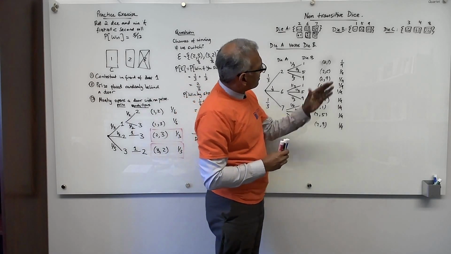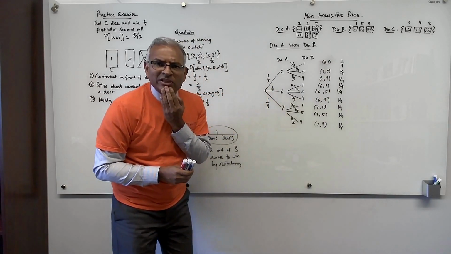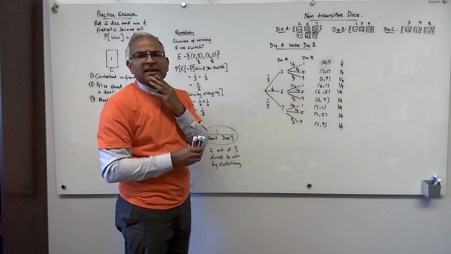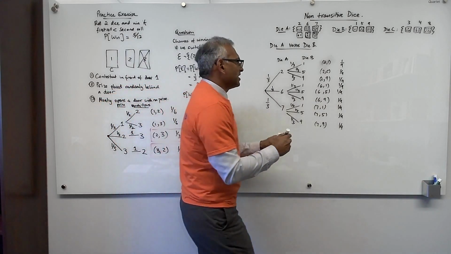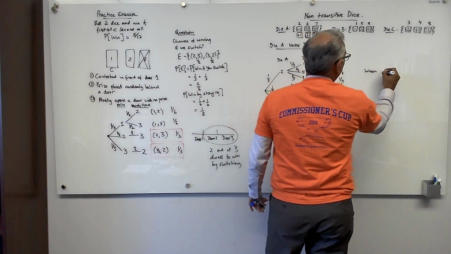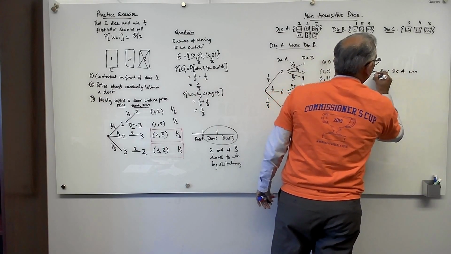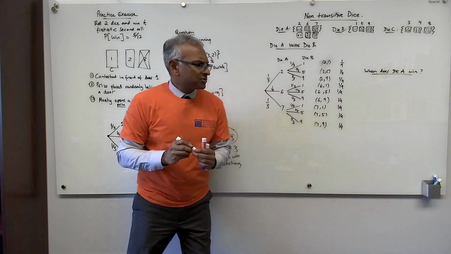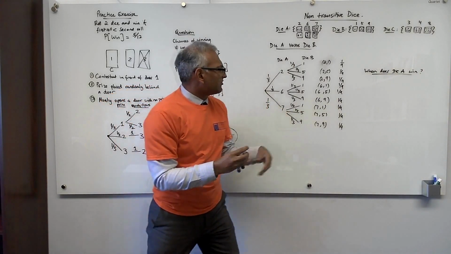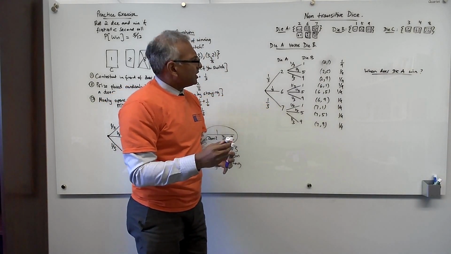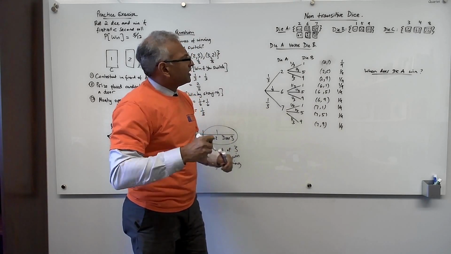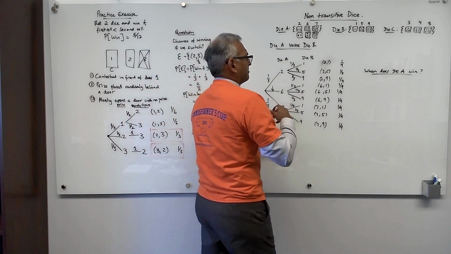Okay. We've computed probabilities. Now let's ask our question. When does die A beat die B? When does die A win? Okay, so that's our question. And so let's answer our question. Well, we need to identify the outcomes where die A wins. And it's not too hard to sort of identify those outcomes. Let me box them. So here, 1.